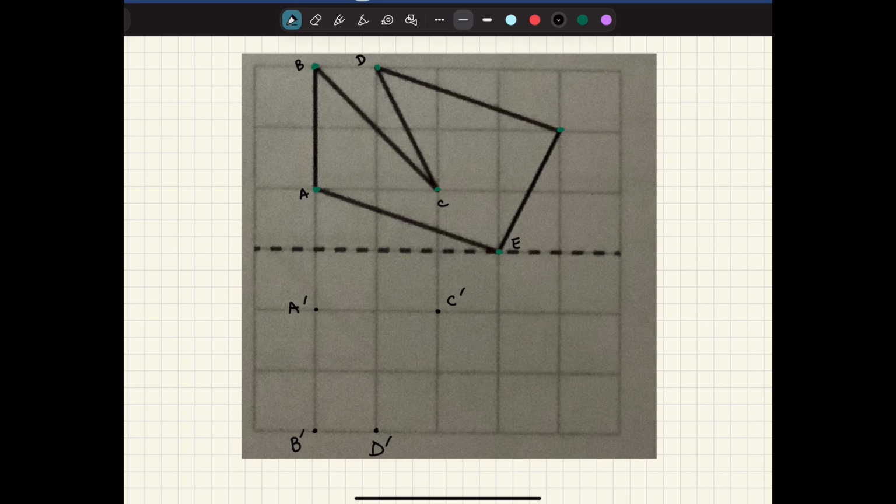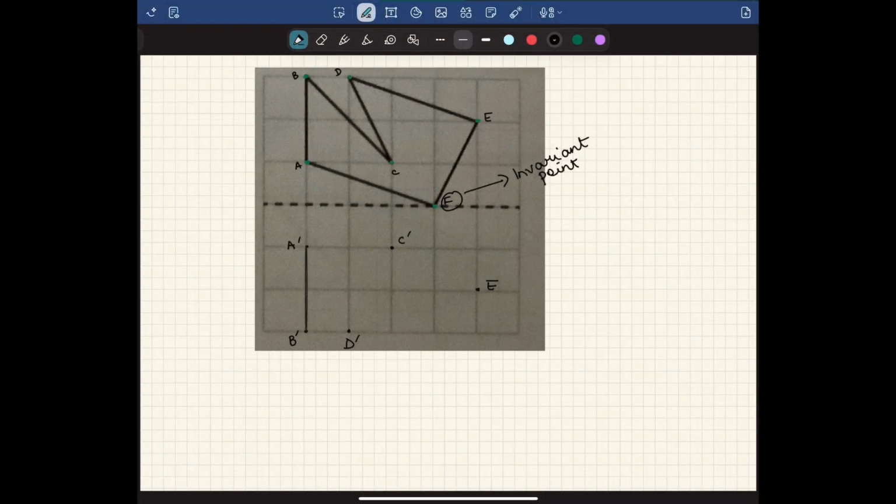Okay, so let's call this E and this F. Okay, what about E? 1, 2, 1, 2. So E prime is going to be here. And what about F? Since F is on the mirror line, it will remain here. And therefore, F qualifies as the invariant point. Any point on the mirror line will be an invariant point.